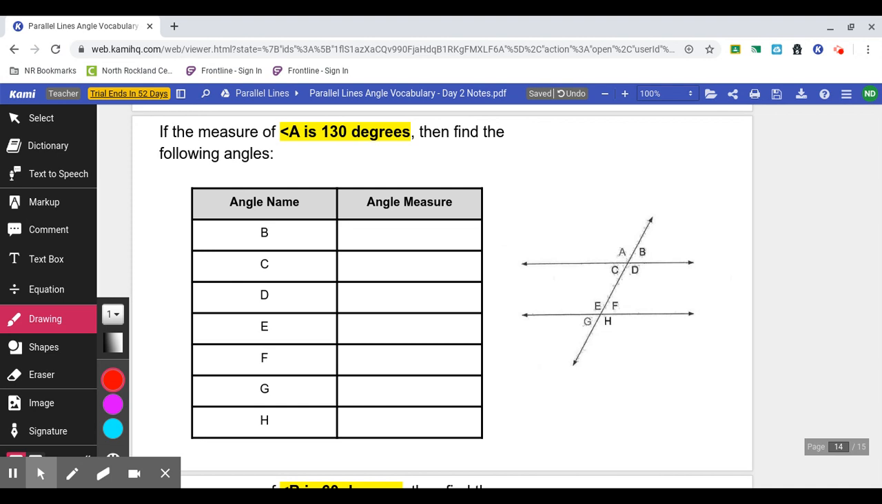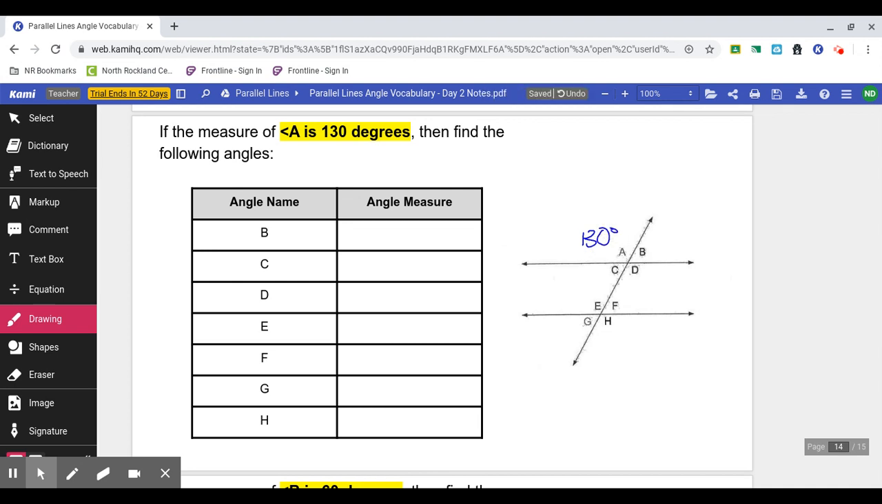So in order to figure out all these angle measures, you need to be given at least one angle measure, which I gave for you. It says, if the measure of angle A is 130 degrees, then find the following angles. Okay, so you can't do anything without at least one angle. So I know angle A is equal to 130 degrees.